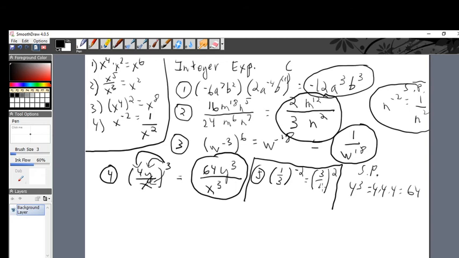What's 3 over 1? What's 57 over 1? 57 over 1 is 57. 3 over 1 is 3. What's 3 to the second power? 9. That's it. The answer to this problem, it's over. It's 9.